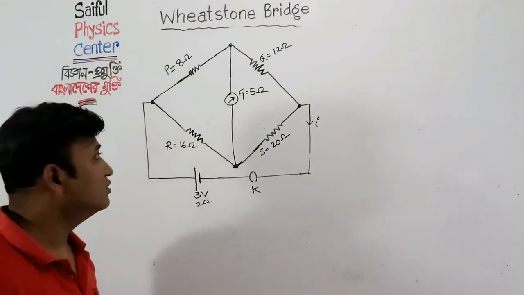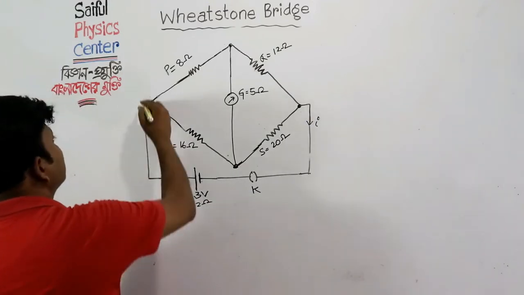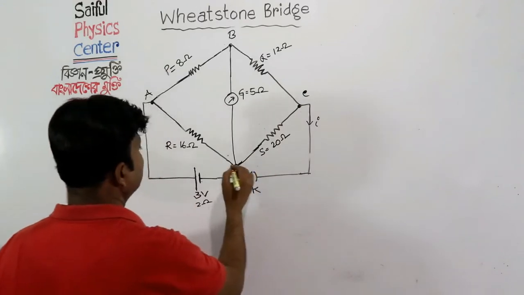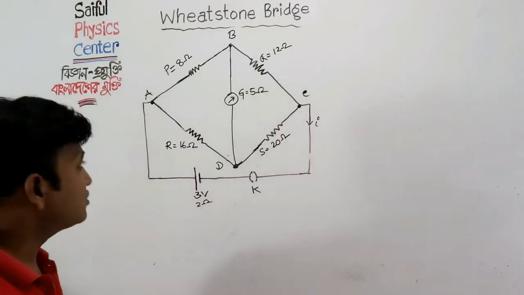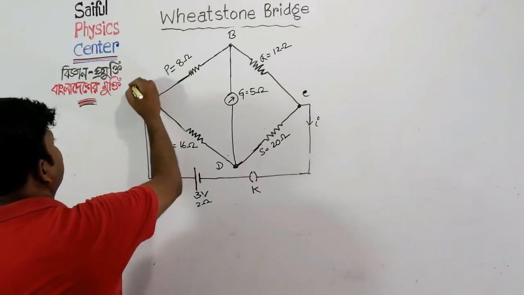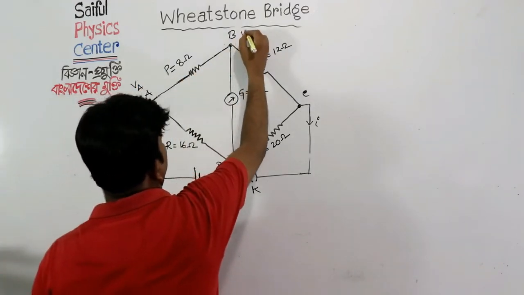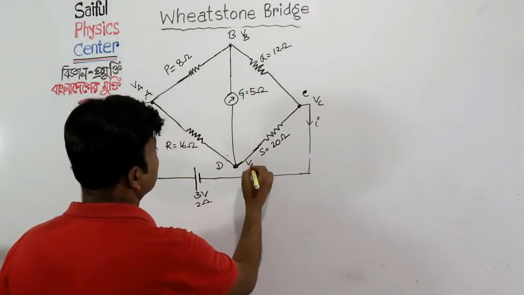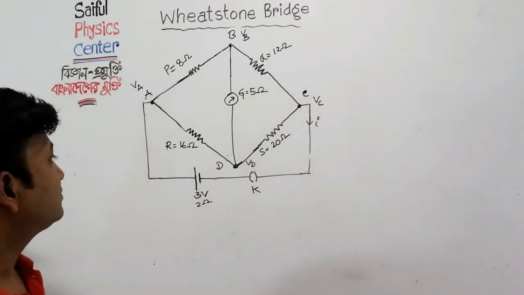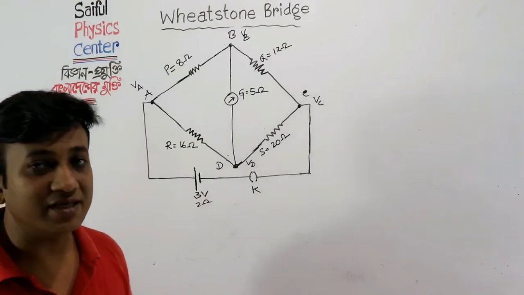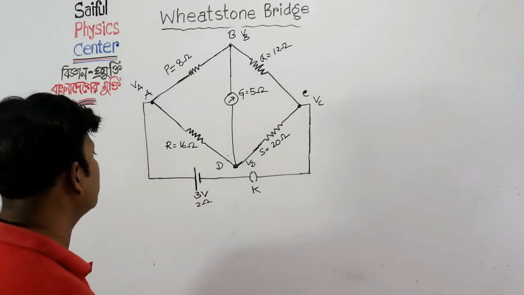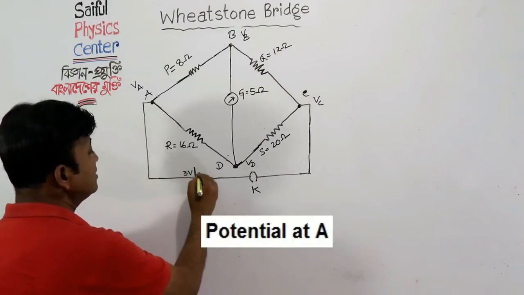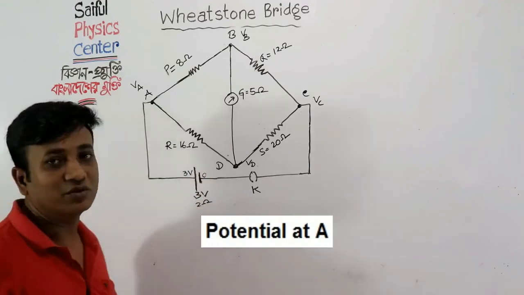Now we consider this junction as A, this junction as B, this junction as C, and this junction as D. We also consider the potential at point A as VA, at point B as VB, at point C as VC, and at point D as VD. Here the potential difference of the cell is 3 volts. Therefore, the potential of the positive terminal will be 3 volts and the negative terminal will be 0 volts.